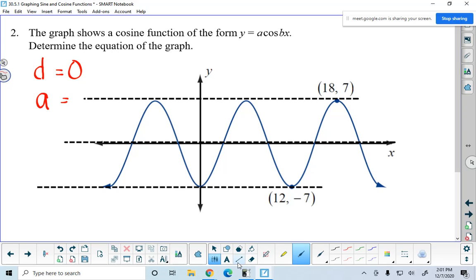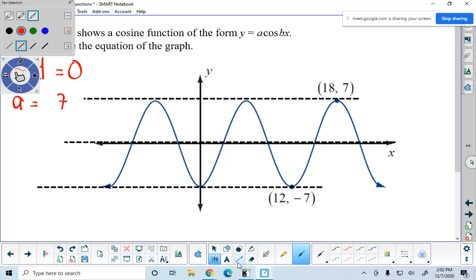Aiden says 7, Amy says 7. Definitely, A can be the amplitude. Now I say can be the amplitude because it could be -7. But we're going to go with 7, at least for the time being. So A is 7. Now we're asked to come up with an equation of the form A cos of bx.